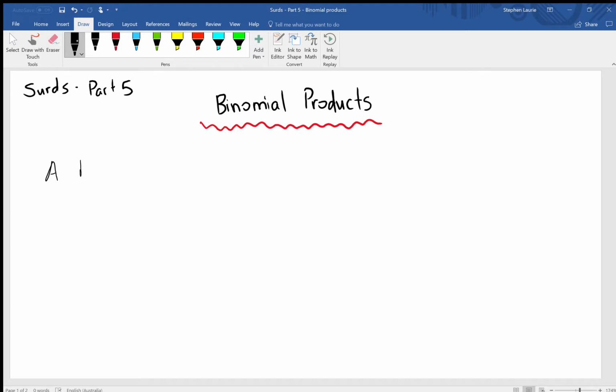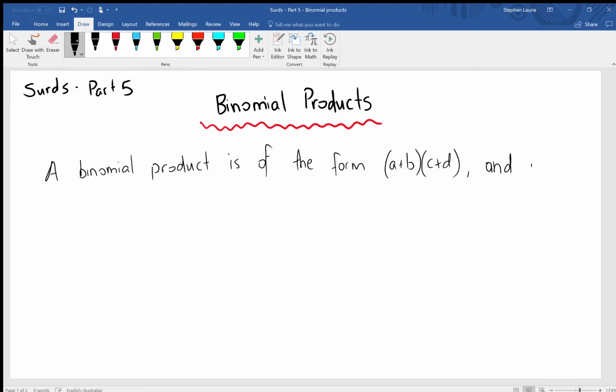So let's write a little definition. A binomial product is of the form A plus B times C plus D. Okay, so that's where we've got the brackets there. And we can expand this using the FOIL method.